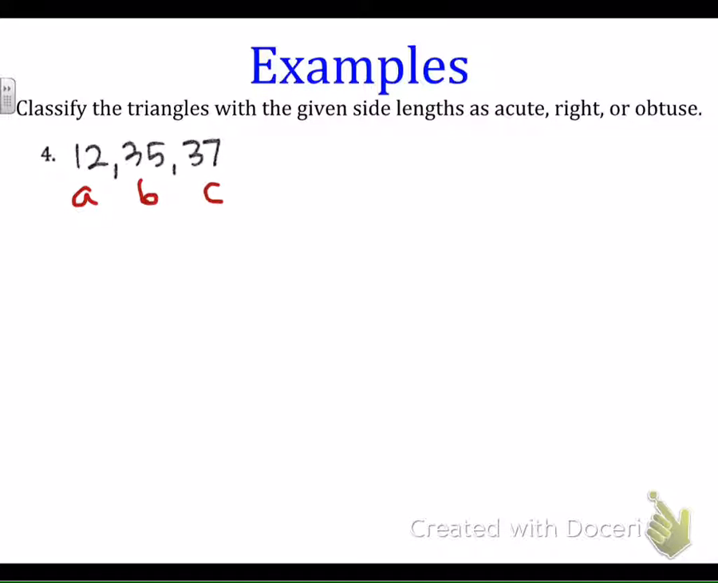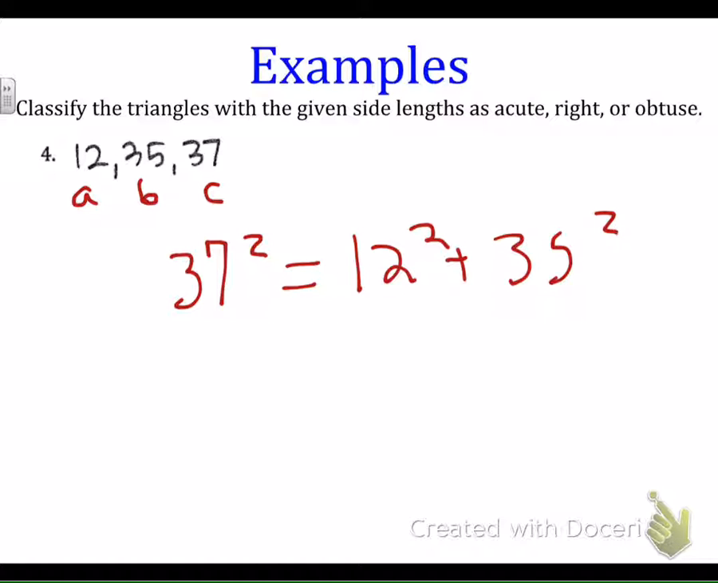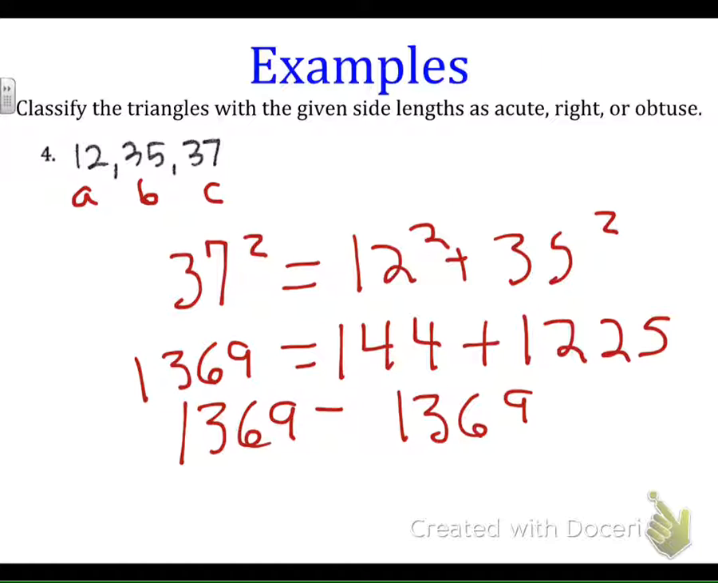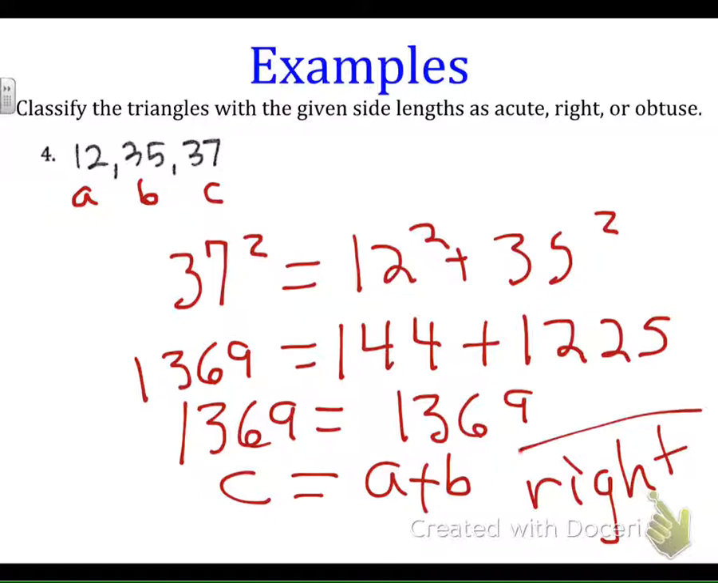Alright, so my a, my b, and my c. So 37 squared compared to 12 squared plus 35 squared. I could do it opposite. Okay, so 37 squared is 1369. 12 squared is 144. 35 squared is 1225. So this is equal to 1369. So when c is equal to the a plus b side, then it's a right angle, or right triangle.